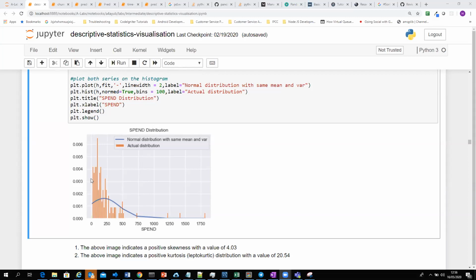All right, so this is positive skewed. So look at the tail. The tail is turning towards the right, yeah? And towards the right, when you look at the mean, yes, exactly. All right.